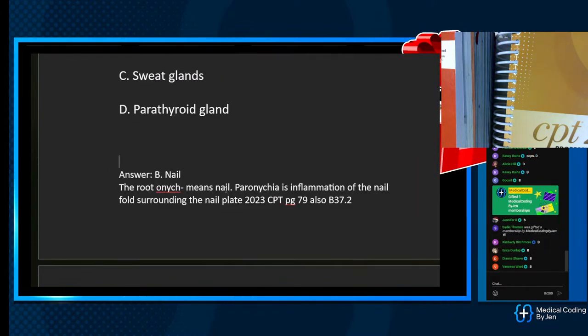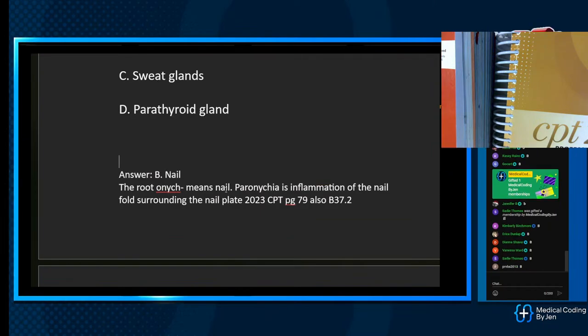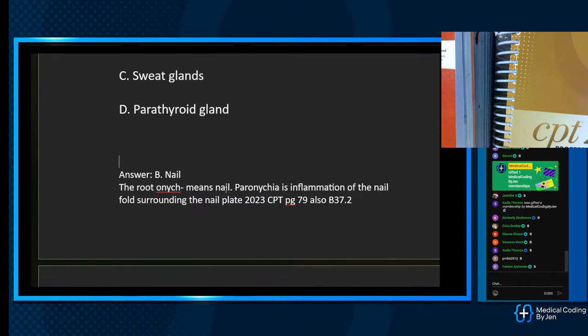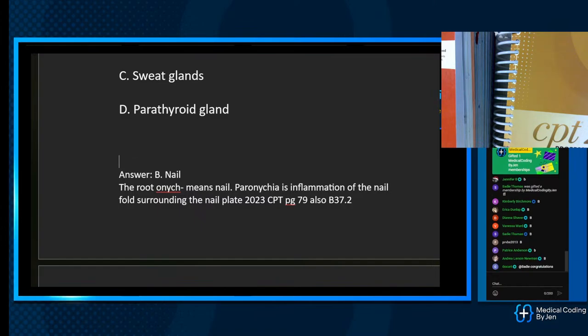We've got nail on this one, and that's on page 79 of the CPT book. You can also look up in the ICD-10 around B37.2 to find the same definition, too. There. Who won that one? Sadie did. Aw.